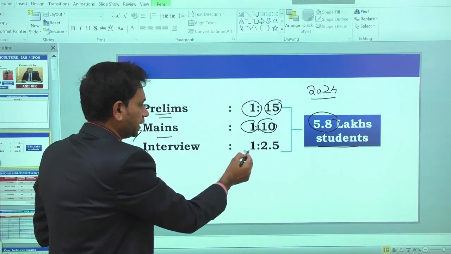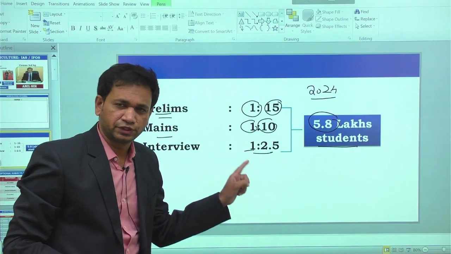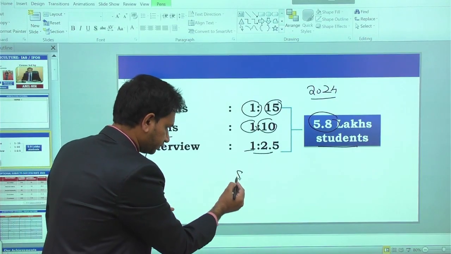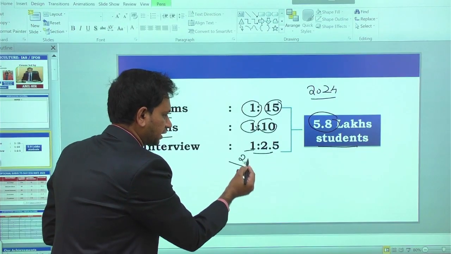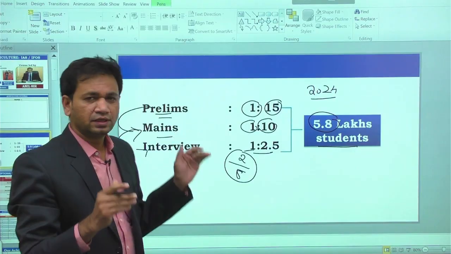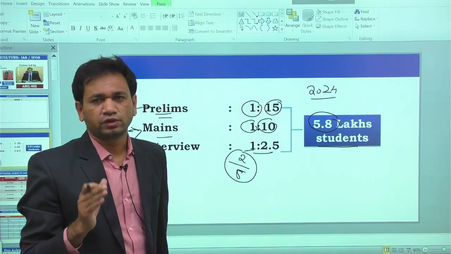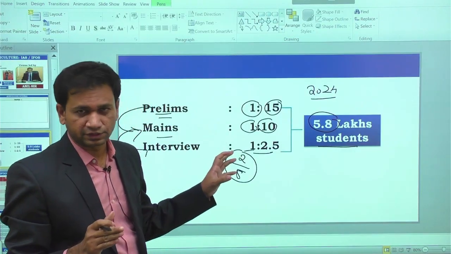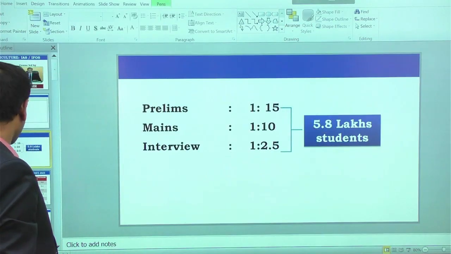Again, in the interview, we have the selection ratio, which we call 1:2.5. That means for every 5 students, we are selecting 2 students in the final selection. So these are some of the selection ratios we have in the case of the UPSC. These are some basic statistics we have, right?